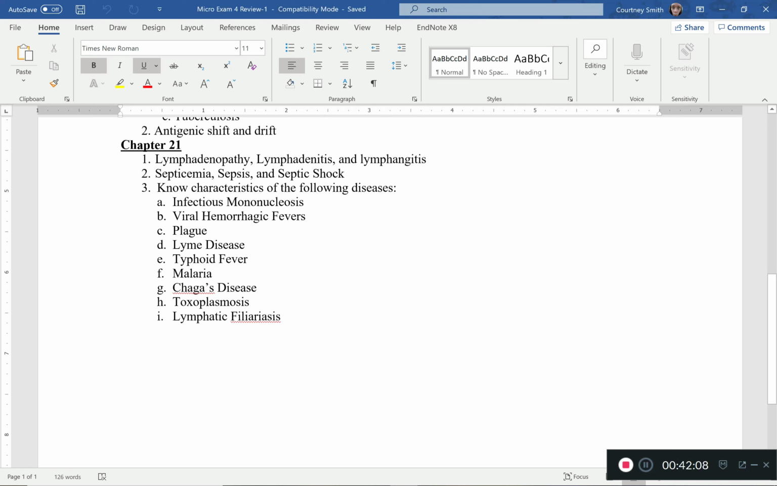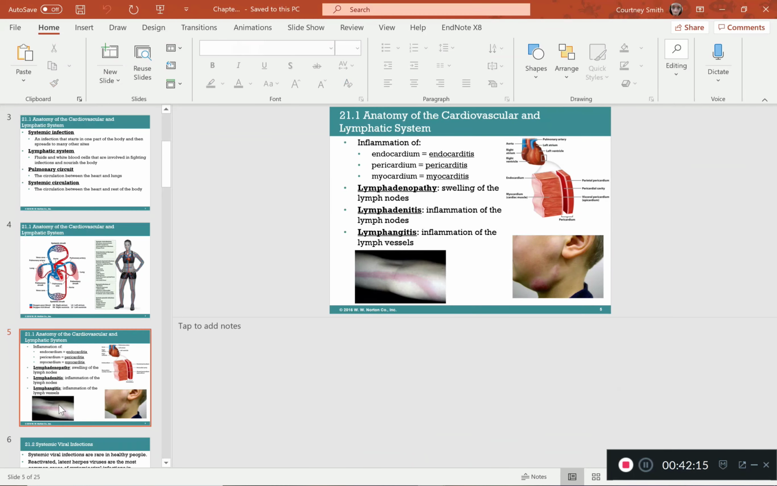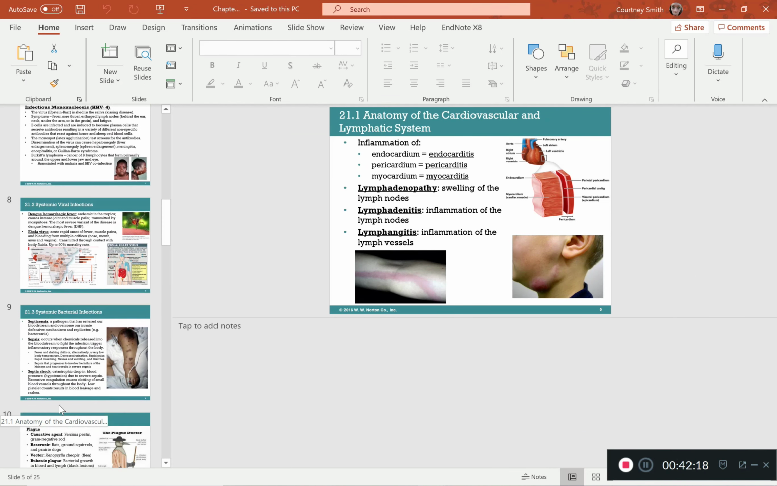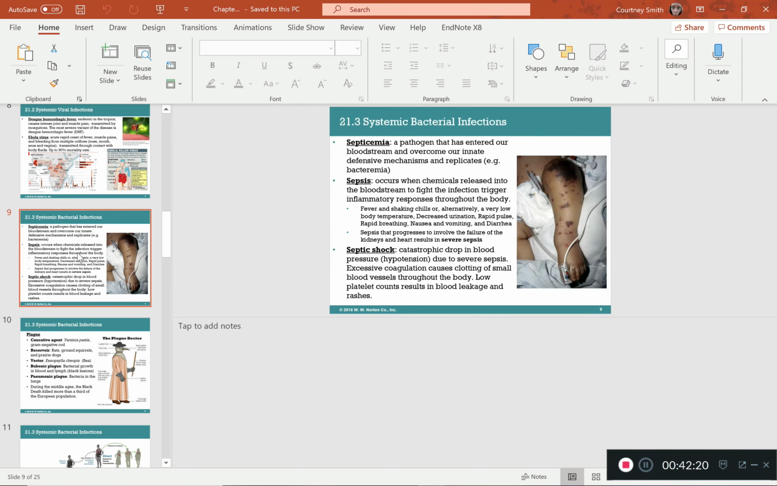What's next? The difference between septicemia, sepsis, and septic shock, which is this slide, guys. So definitely know the difference between these. Just know the presentation. This is very much a know-it-or-you-don't kind of test. So I just want you to know in terms of septicemia, what is it? This is where a pathogen has actually entered the bloodstream and is replicating.